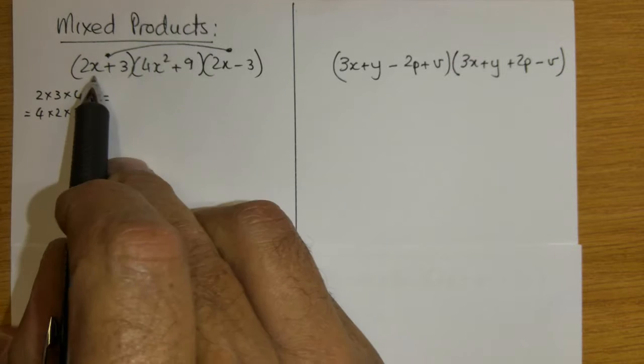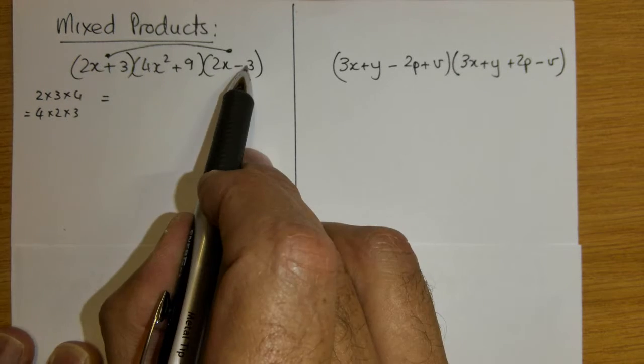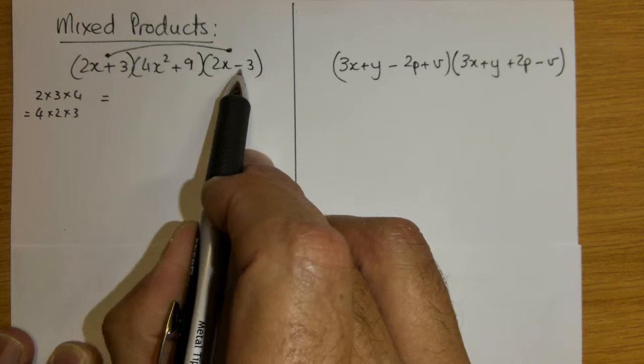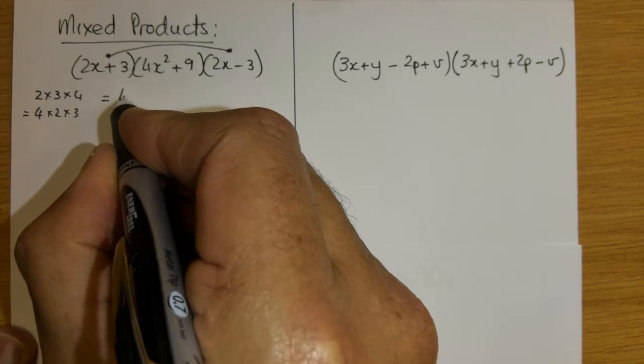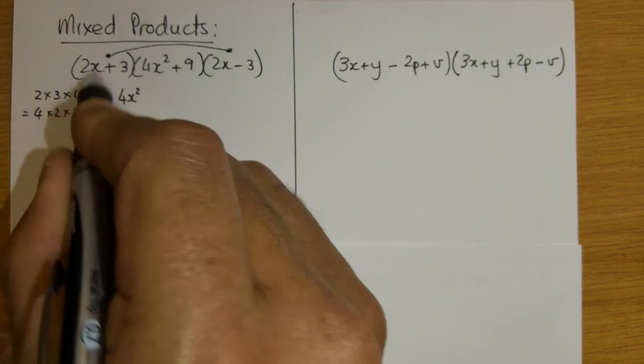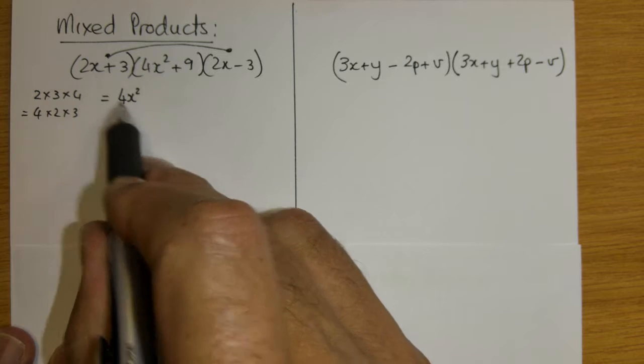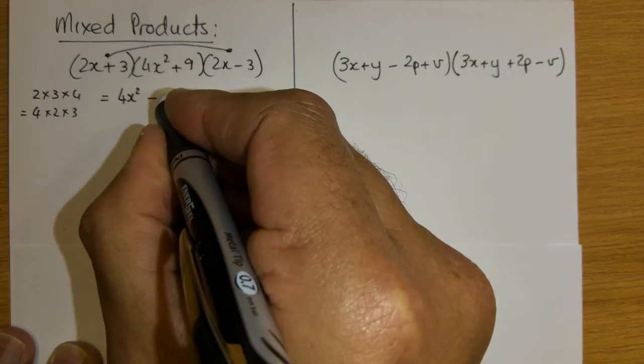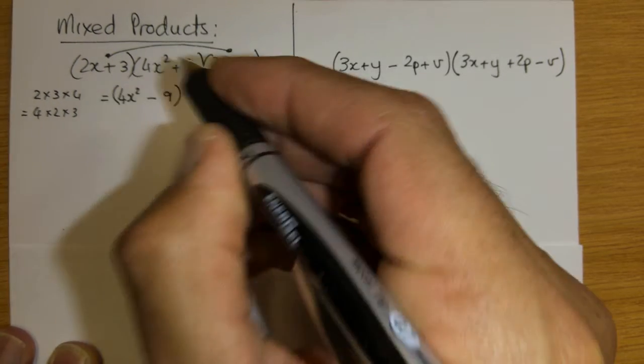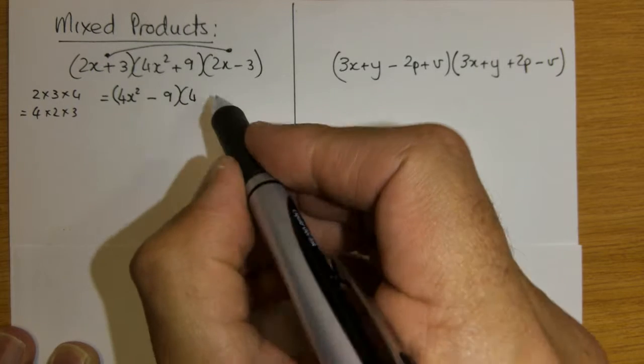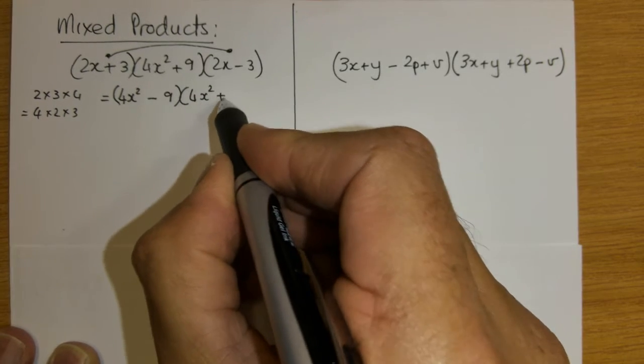Okay, so if I do those two together, I get the difference of squares, a plus b, a minus b, which is a squared, so it's 2x all squared, which is 4x squared, minus 3 squared, which is 9, and then I'm left with the bracket in the middle, 4x squared plus 9.